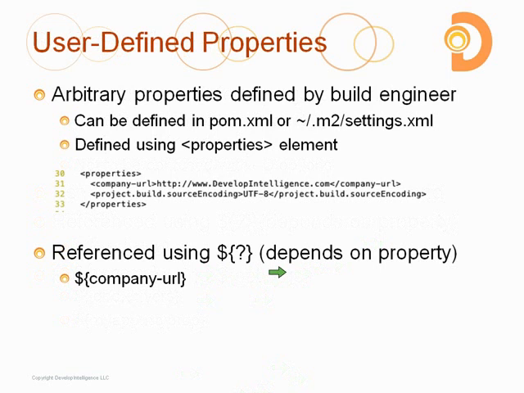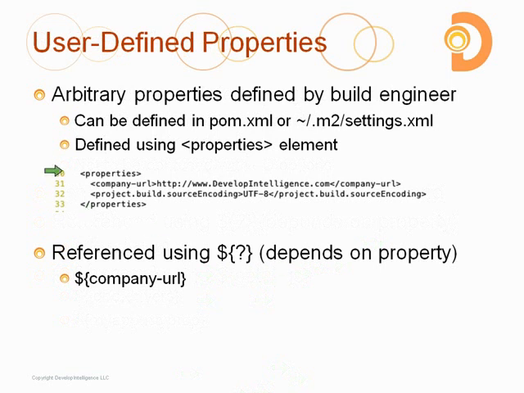Last but not least is the project properties, or what I would call the user-defined properties. These are properties that I am defining either in my settings.xml file or in my pom.xml file. All that I'm trying to do is define something once in my POM so that I can use it in other elements that I declare or configure within my POM.